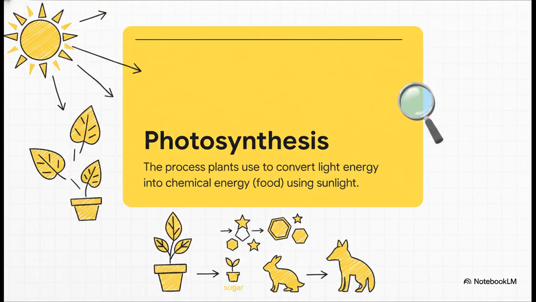Well, for pretty much all life on this planet, the story begins with the sun, and the hero of that story is photosynthesis. It's this absolutely mind-blowing process where plants grab sunlight, water, and carbon dioxide and turn it into chemical energy. Basically, they make their own food, sugar. This makes them the planet's ultimate power stations, the foundation of almost every single food chain out there.